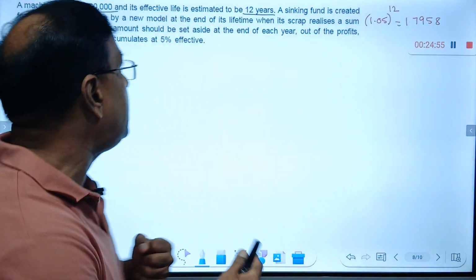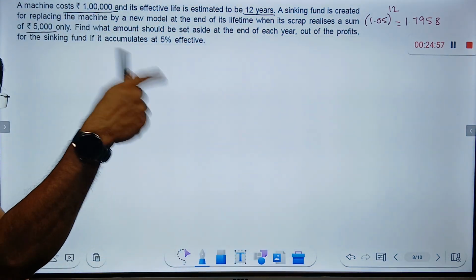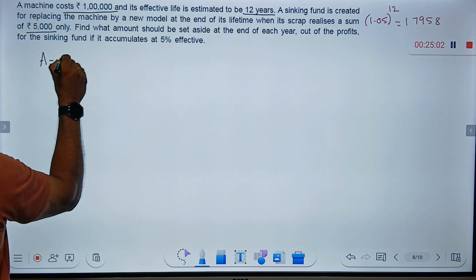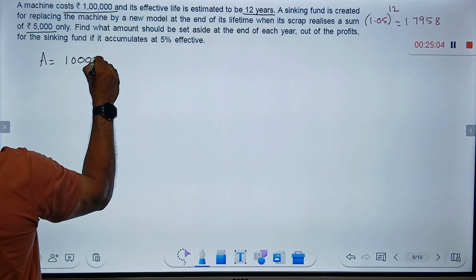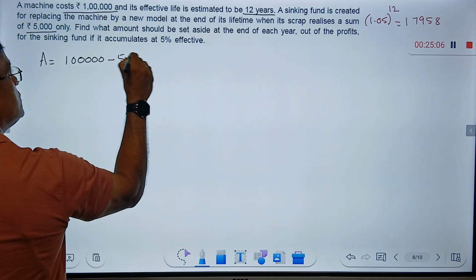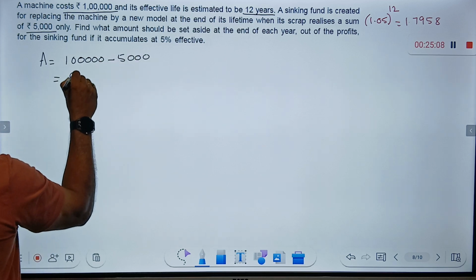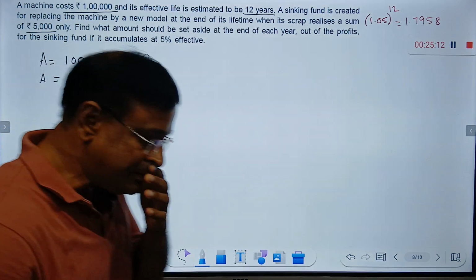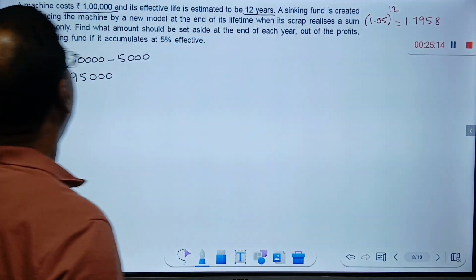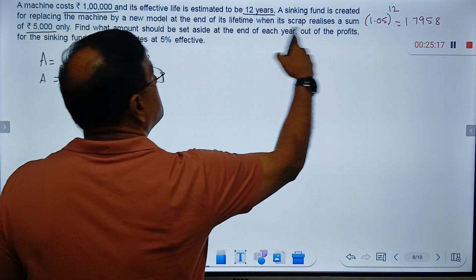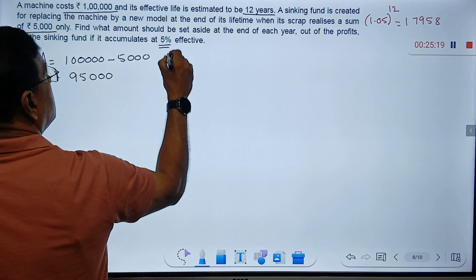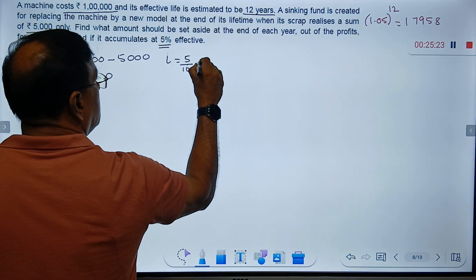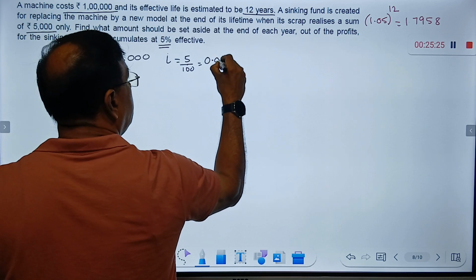So that means from the old machine, I already have 5,000. But I need 1 lakh to invest in the new machine. Since I already have 5,000, you subtract that. So you just have to spend only 95,000 to buy the new machine. Now, the amount is set aside. And what is the interest? The interest is 5%. So that is 0.05.